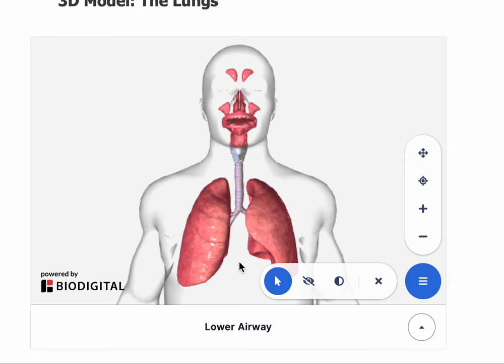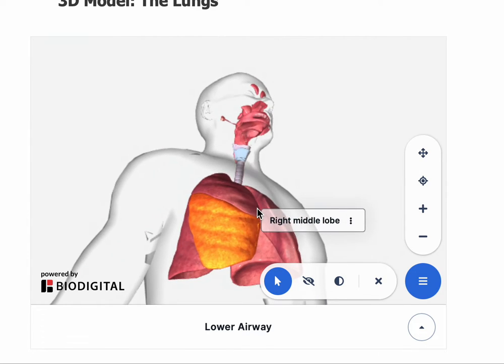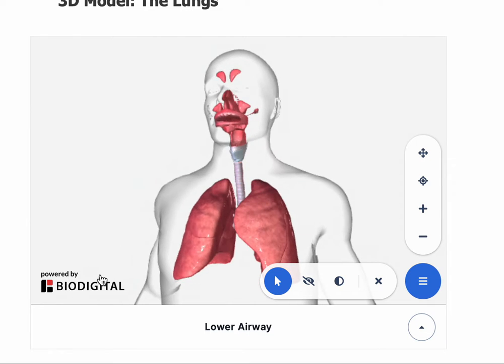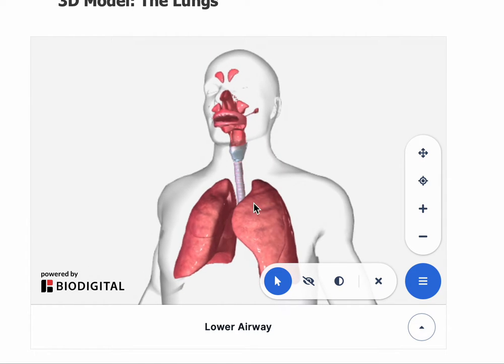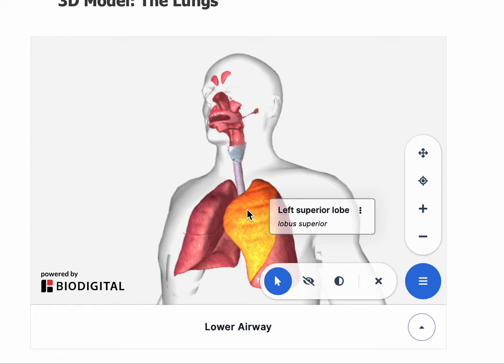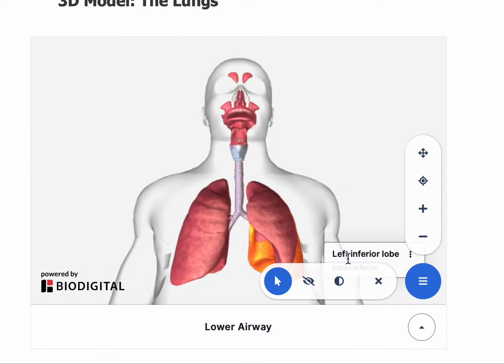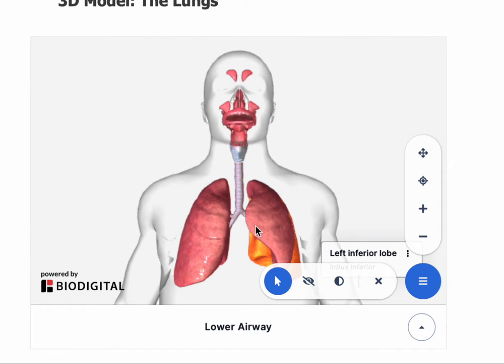In each lung, there's a few sets of lobes. For example, the right lung has a right superior lobe, a right middle lobe, and also a right inferior lobe. However, that's not the same for the left lung. The left lung only has a left superior lobe and a left inferior lobe. So the left lung is smaller than the right lung.